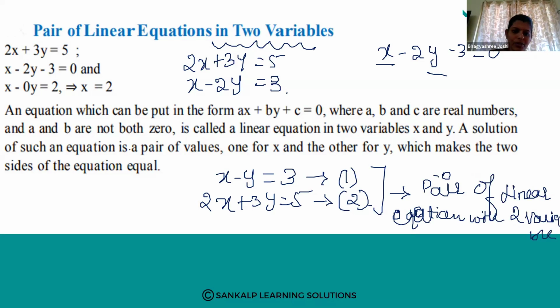Next, an equation which can be put in the form ax plus by plus c is equal to 0, where a, b and c are real numbers and a and b are not both 0, is called a linear equation in two variables x and y. A solution of such an equation is a pair of values, okay? One for x and one for y, which makes the two sides of the equation equal.